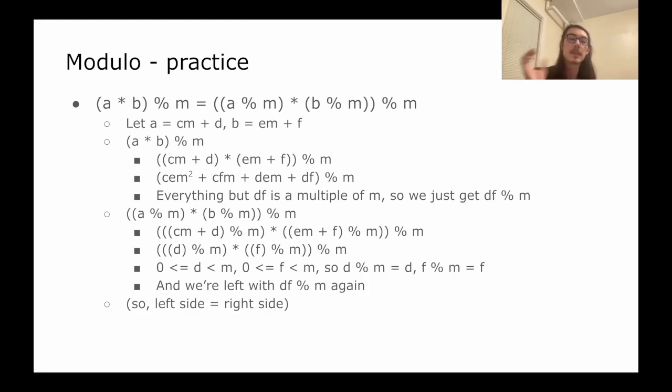So we get this expression, we expand it out, and then everything except for the term DF is a multiple of m. So because we're modding, we just get rid of it, and we just end up with DF. And then the other side, the m terms go away immediately, so we just end up with DF anyway. And so because the left side is the right side, we've done it. You can do the same with addition and subtraction.